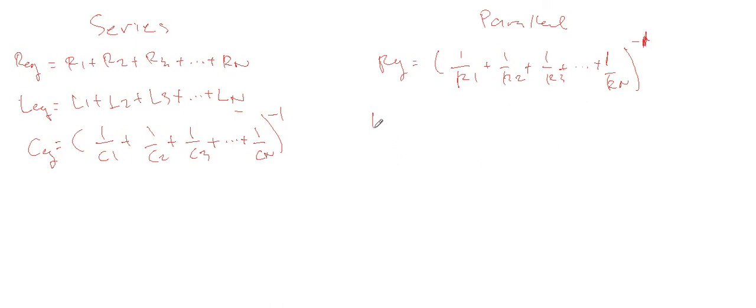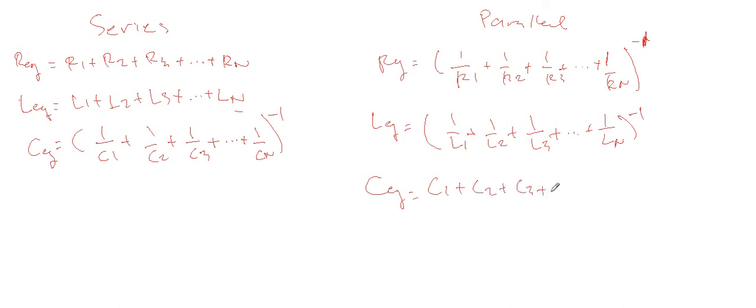Ngayon, for L equivalent naman is ganun din. We have quantity 1 over L1 plus 1 over L2 plus 1 over L3 plus that plus 1 over Ln, and we have inverse. And for the capacitor, simply C1 plus C2 plus C3 plus Cn. And that's all. Ganun lang yan yung pagkuha natin ng respective nila na equivalent for series and parallel.